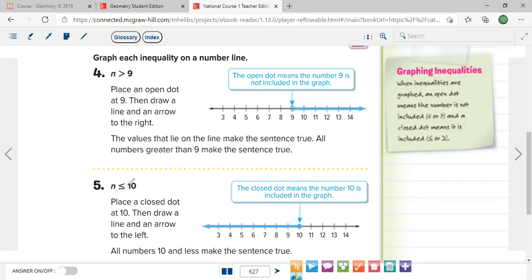Graph N smaller than or equal to 10. Exactly at 10, we put a shaded circle because we have the or equal sign. And smaller than will go to the left. N smaller than or equal to 10, maybe 9.9, maybe 9.7, maybe 9, maybe 8. So we shade all the numbers to the left of 10. So summary again: bigger than to the right, smaller than to the left. Do we have an or equal sign? We make a shaded circle. No or equal sign, we make an open circle.